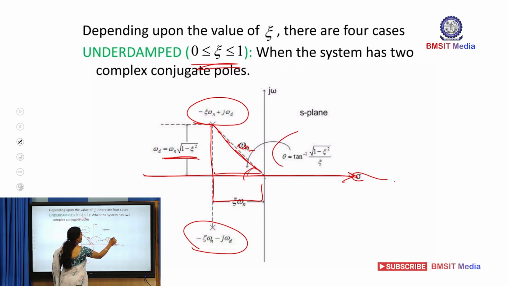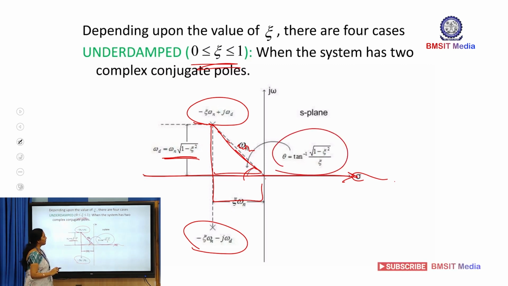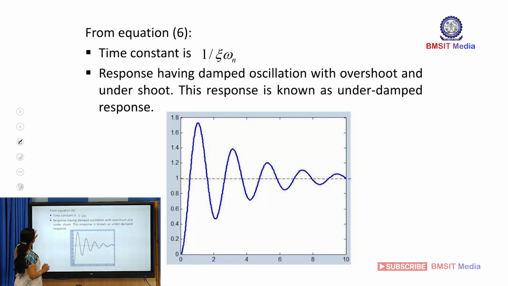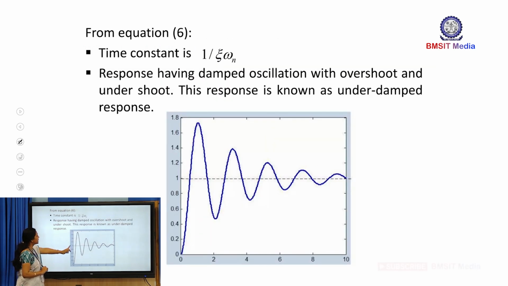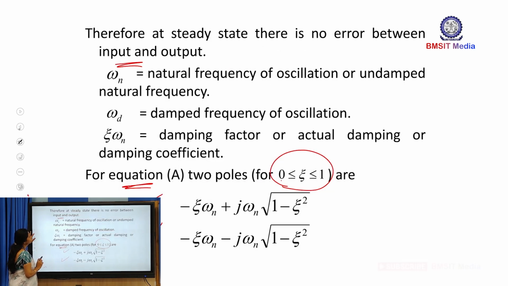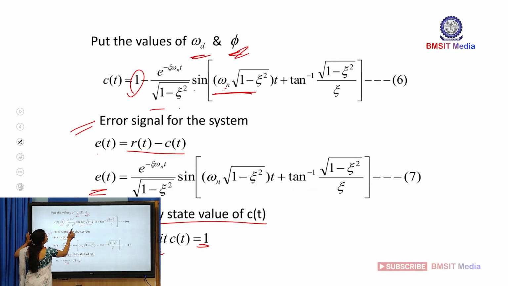And what will be the value of theta? We already know the value of theta is tan inverse of root of 1 minus zeta square by zeta. Then this function is what? This function is zeta into omega n. For this particular type of system, what if I feed that in the system? What is the type of response that I will be getting? This is the type of response that I will be getting from equation number 6. Which was equation number 6? Our equation number 6 was this.